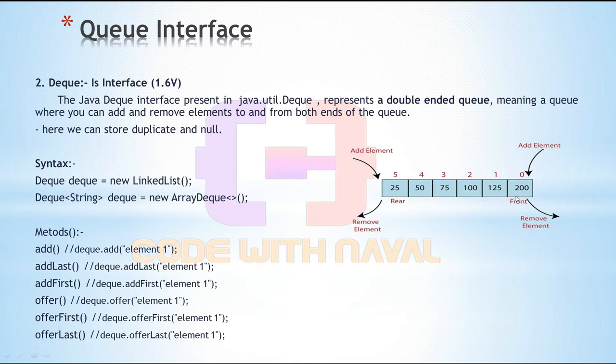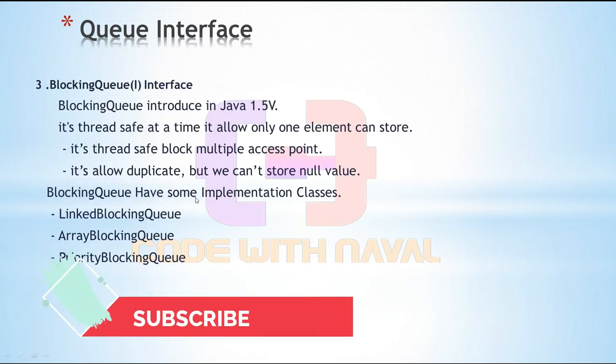We can add and remove from both sides. That's why we call it Deque, and Deque is the interface, so we have to use the implemented classes. We have LinkedList and ArrayDeque, these are implemented classes. Then finally we have a BlockingQueue.